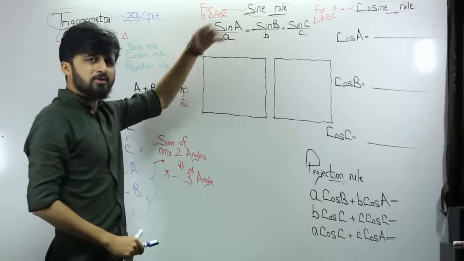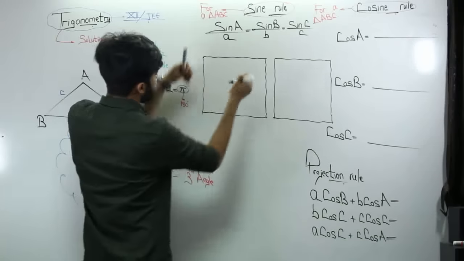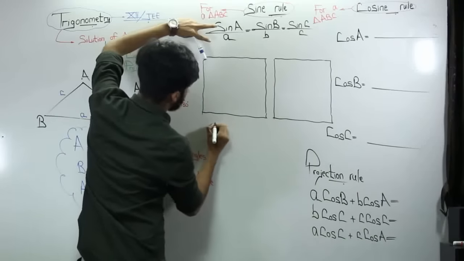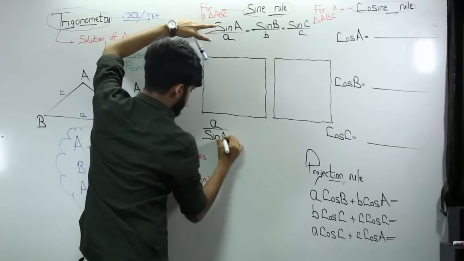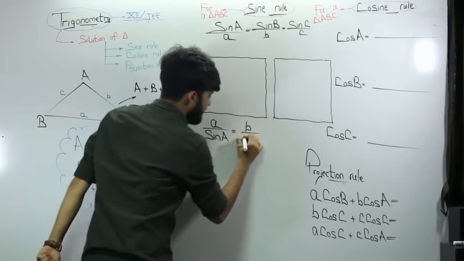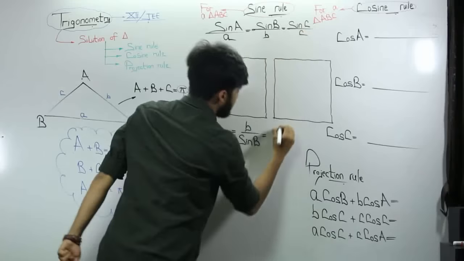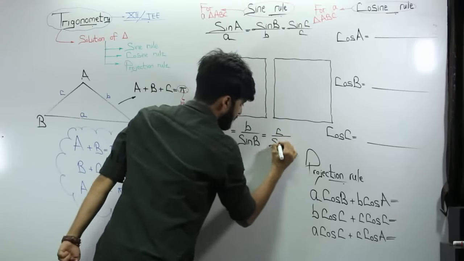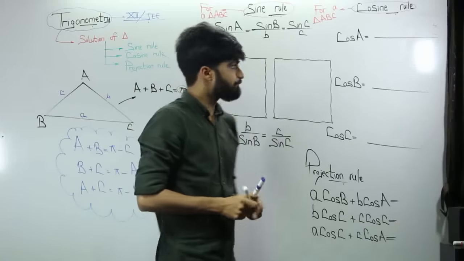I can apply the sine rule in one more format as well. Take reciprocals on all the sides: instead of sine A upon a, I can write it as a upon sine A, and the reciprocal here, b upon sine B, is equal to the reciprocal here, it would be c upon sine of C. Yes, I can apply it in this format as well.